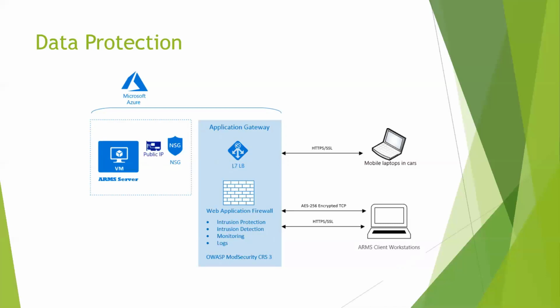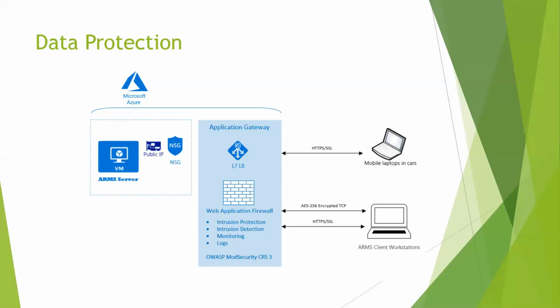And this traffic is not just directly going to the server. It first passes through what's called the Azure Application Gateway, which is a L7 load balancer, and part of its components is the Web App Firewall. Web App Firewall is used for intrusion protection and detection, monitoring that traffic, looking for bad actors, logging that bad actor information to then trigger other things to protect your data that occur inside of Azure Security Center.